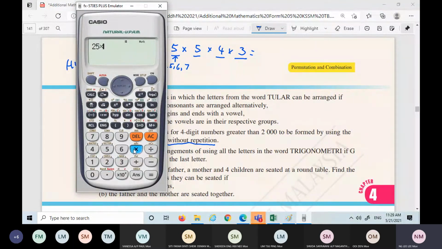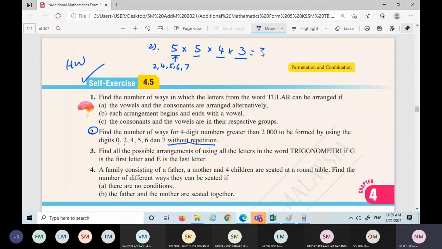25, then times 12. Okay, so 300. Is my answer correct, Melissa? Or others? Do you get the same answer as mine?